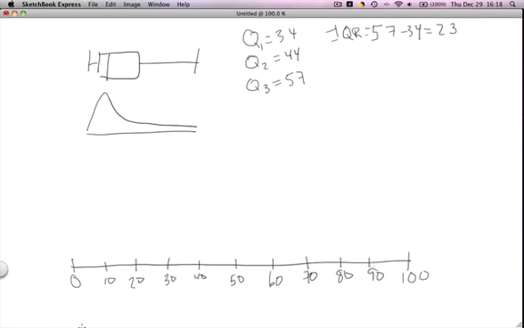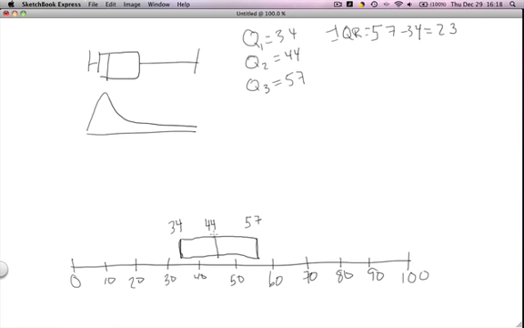Now the first step is to create the box. So remember, the lower end of the box goes at the first quartile. So that's going to be at the value 34. The upper end of the box is at the upper quartile. So that is a value of 57. So we now have our box. The median is at 44, which is about here. And we're done with our box.